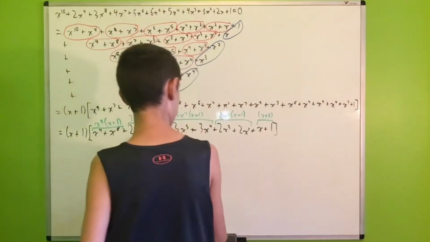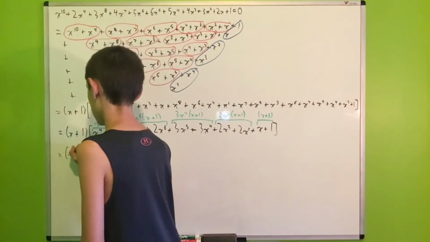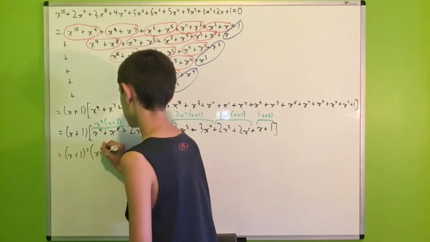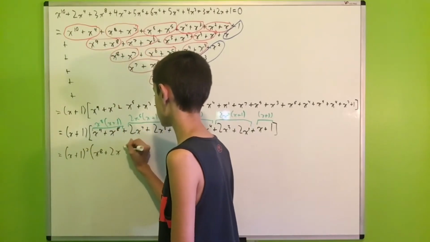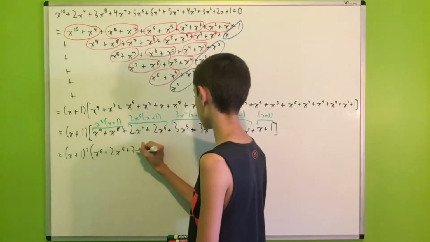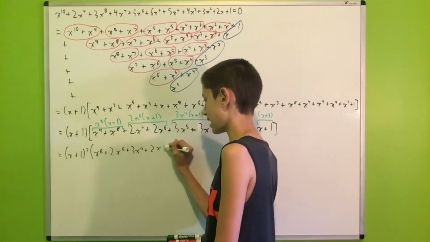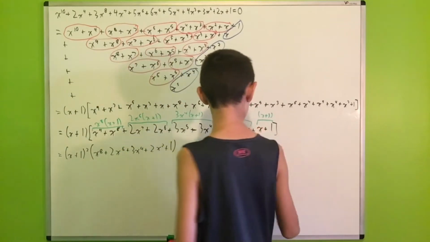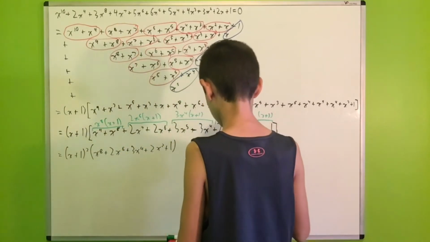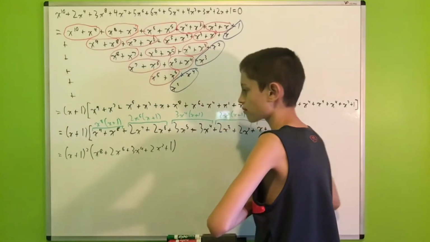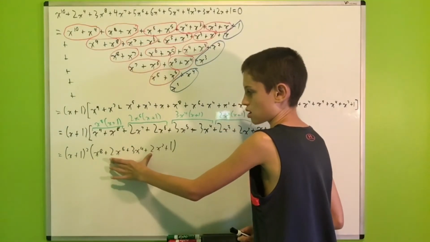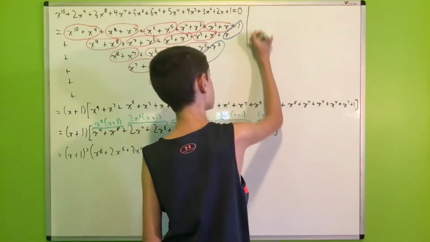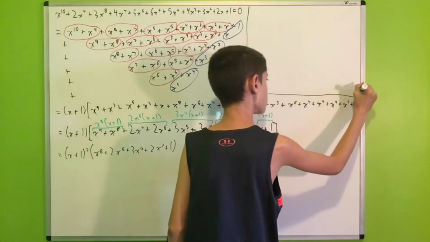So we'll have, let's see, (x plus 1) whole thing squared times x to the 8th plus 2x to the 6th plus 3x to the 4th plus 2x squared plus 1. Good. And now, the next thing we want to do is to factor this. But how do we factor this? Well, let me make some space over there.